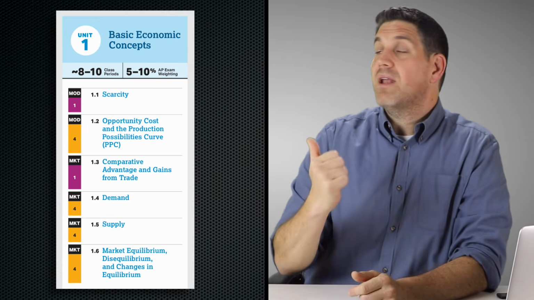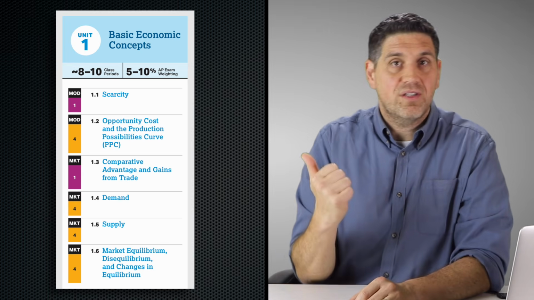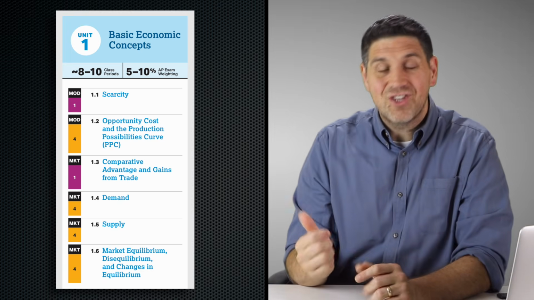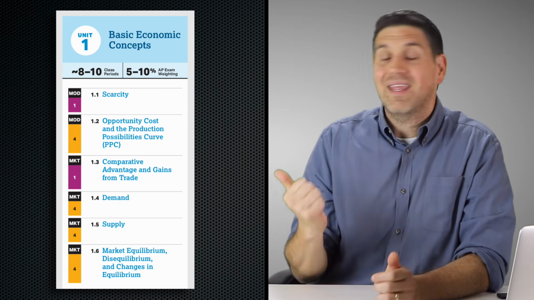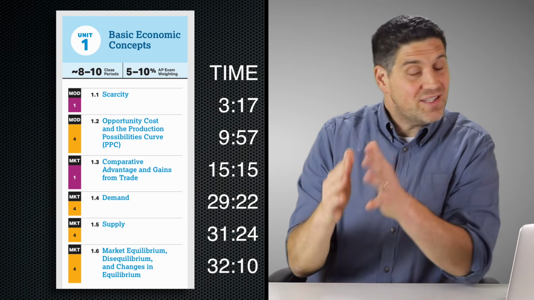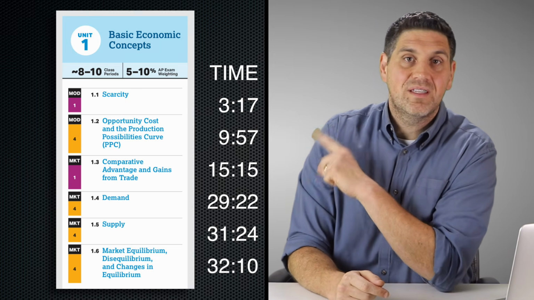Okay, here we go, Macroeconomics Unit 1. It all starts with the basic economic concepts. So we're starting off with scarcity, opportunity cost, and the production possibilities curve. Then we'll talk about comparative advantage and trade, then demand, supply, and putting supply and demand together and finding equilibrium. If it's your first time watching this video, make sure to watch it all the way through. But if you're just here to review, you can click ahead based on these timestamps. That tells you where each one of these topics are covered.